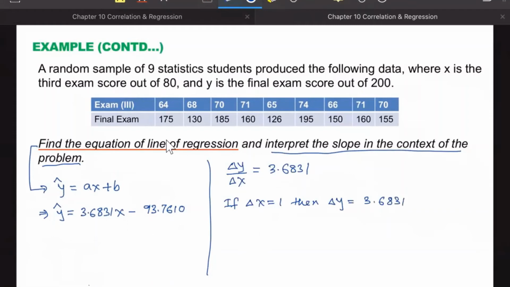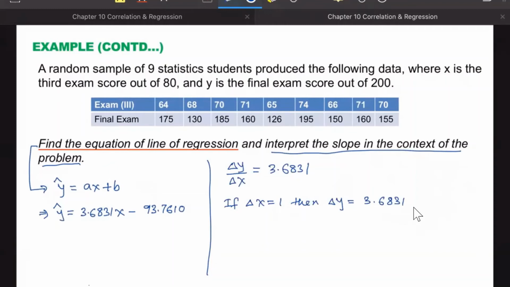So the meaning of the slope is, if the third exam score of a student increases by 1, so if they score 1 more point in the third exam, then they will score about 3.6 points more in the final exam. See, if they have 68, they are obtaining 130. But if they had 69 in the third exam, they would have 133. We have to add this. They would have 133.6831 in the final exam. That is the meaning of that.